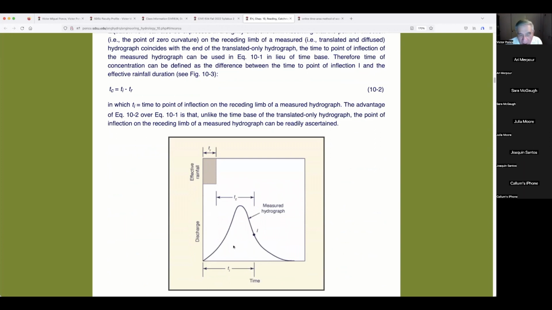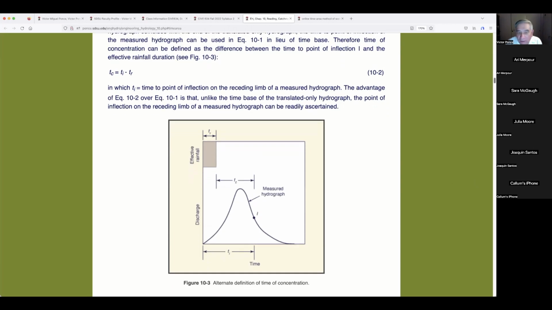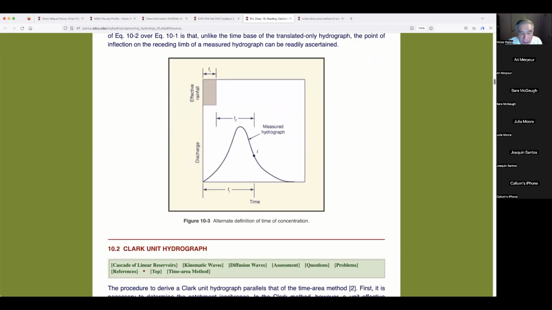What they mean in here is that by the time you get to the measured hydrograph, there's a point of inflection. And we can assume readily that the point of inflection, which is already known, this is T sub I, is where the translated-only hydrograph died. It got over there, more or less. Okay, so we can use the measured hydrograph as an approximation to the time base.